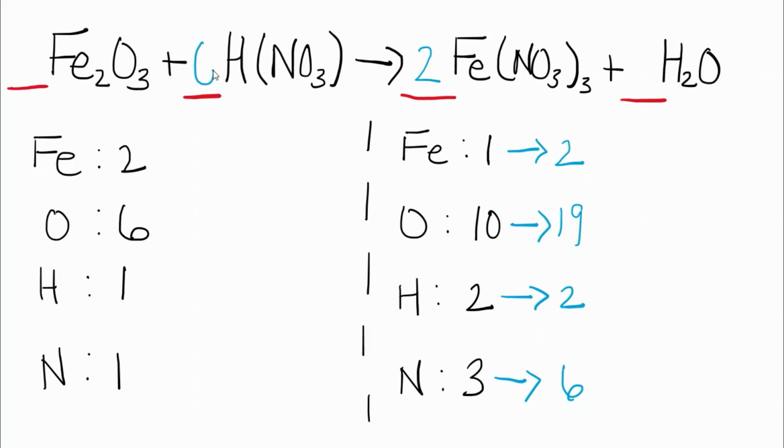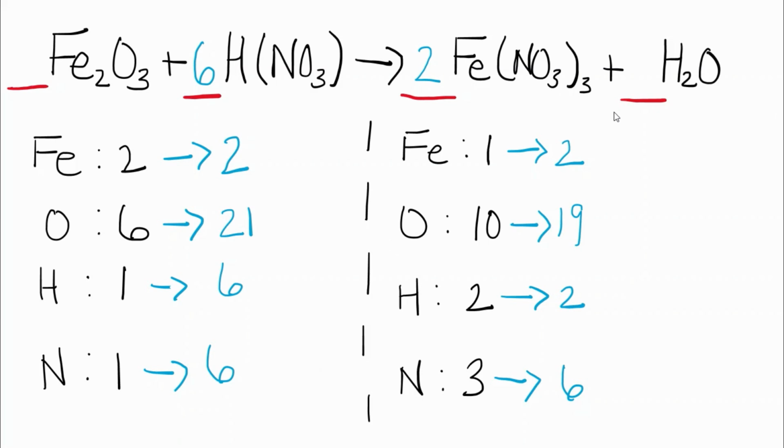So if we add a 6 here, right, this doesn't change the number of iron atoms we have. It changes the number of oxygens. So we have 3 from iron oxide. Now we have 3 times 6, which is 18, plus 3, 21. Changes the number of hydrogens to 6, and it changes the number of nitrogens to 6 as well. So now we have iron and nitrogen balanced on both sides.